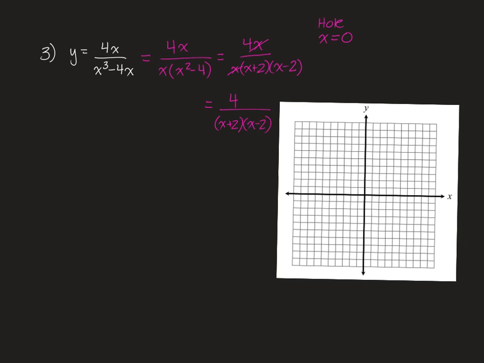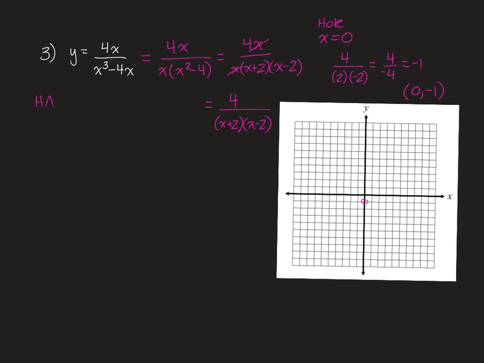So if we plug in 0, we will get 4 over 2 times -2. So we get 4 over -4, which is -1. So the coordinate point of our hole is (0, -1). And I'm going to plot that right now. So (0, -1), that's where our hole is.